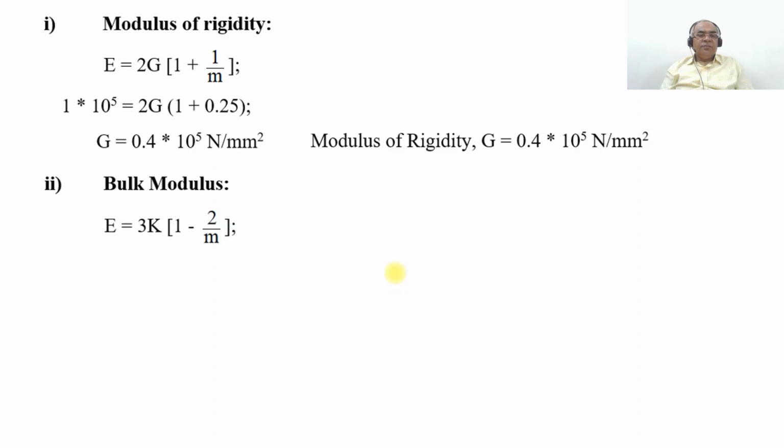That will be equal to E = 3K(1 − 2/m). So again, you substitute the values of Young's modulus and Poisson's ratio. That is 1 × 10^5 = 3K(1 − 2 × 0.25). Therefore, the value of K, the bulk modulus, will be equal to 0.667 × 10^5 Newton per mm square, on simplification.